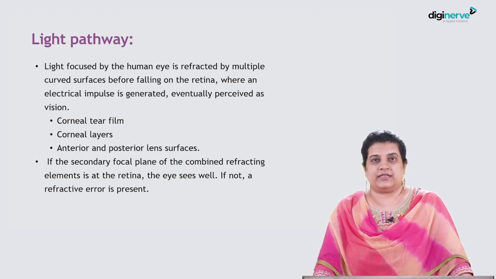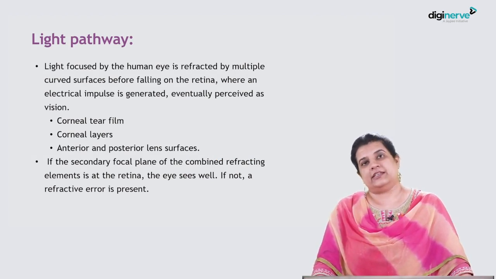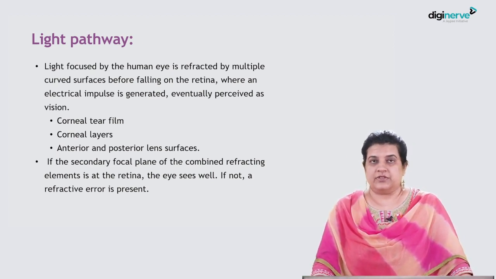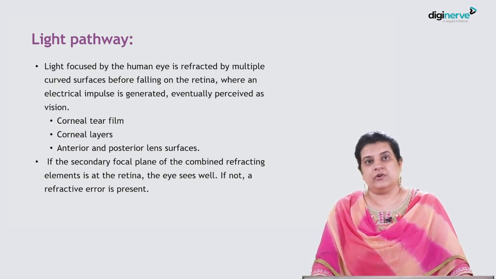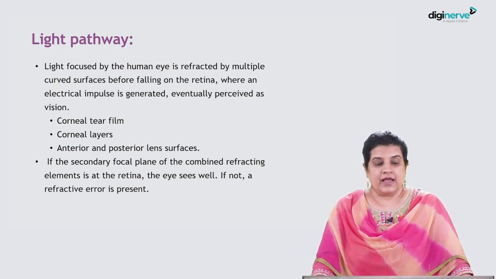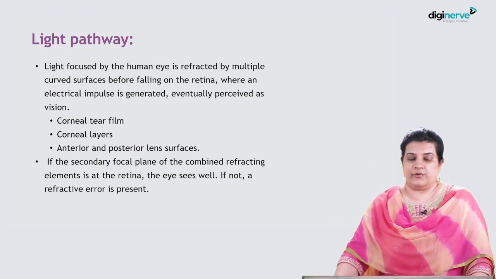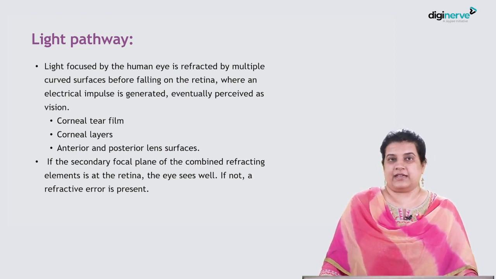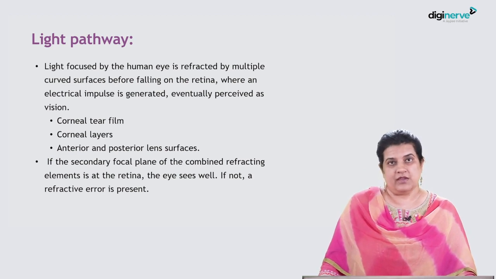So the first structure that is encountered in the pathway of light that is being projected on the retina is the corneal tear film. After the corneal tear film, we have the convex surface of the cornea. Then the light passes through the anterior chamber. It has to cross the anterior lens surface, then the posterior lens surface, and then it gets to focus on the retina. If the secondary focal plane of these combined refracting elements is focused at the retina, then the eyes see well. The image that is formed is very crisp. And if not, then that means that there is a refractive error.